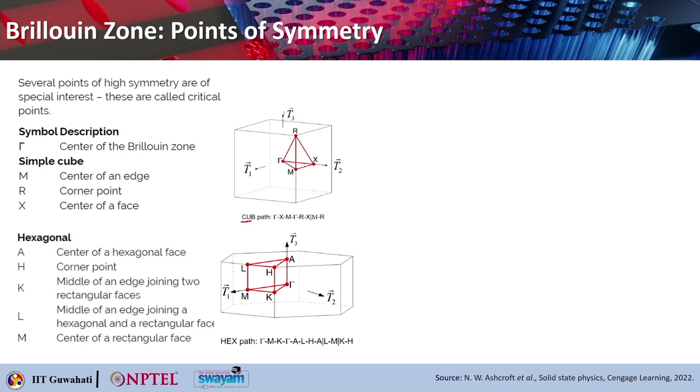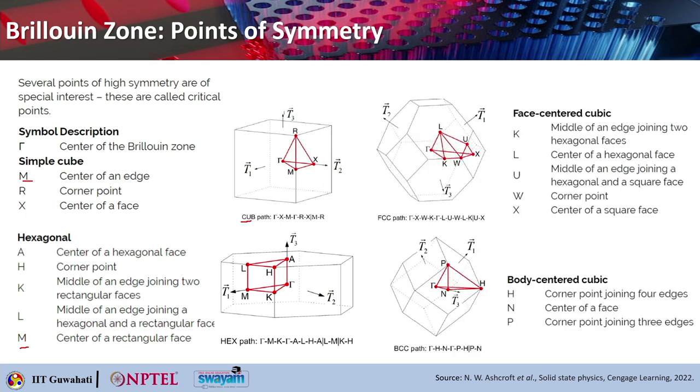L is marked as the middle of an edge which joins a hexagonal face with a rectangular face, so this one is L, and M is marked as the center of the rectangular face. So, M here and M here do not actually designate the same points. You have to keep these things in mind. These are the important points of symmetry depending on different lattice types.